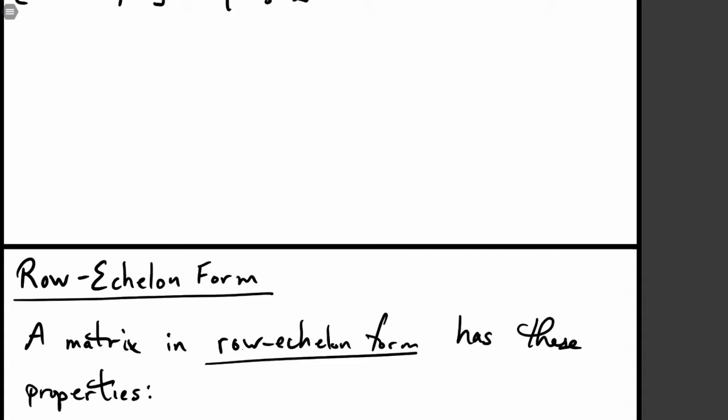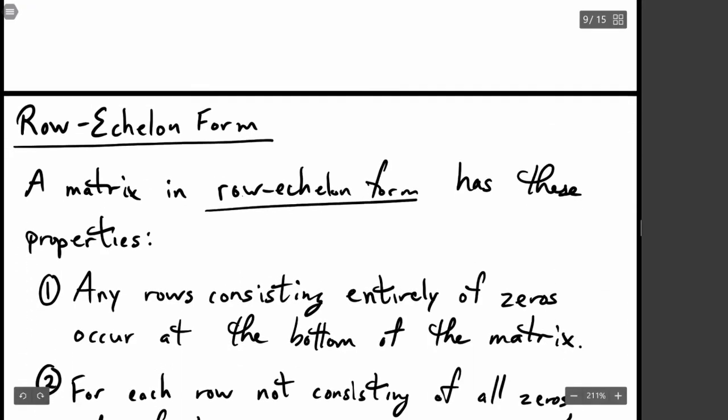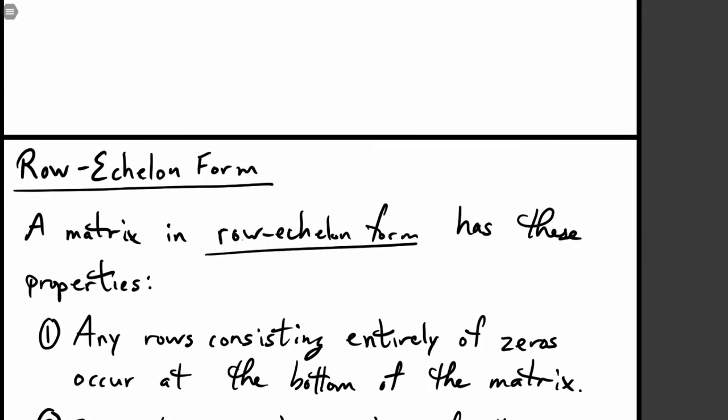Well, this is putting it into what's called row-echelon form. When you put it in that form, you set yourself up to do this back substitution. Okay? So there's three things that must be satisfied to put something in row-echelon form. The first thing that has to be satisfied is any rows that consist of all zeros, just shove them to the bottom.